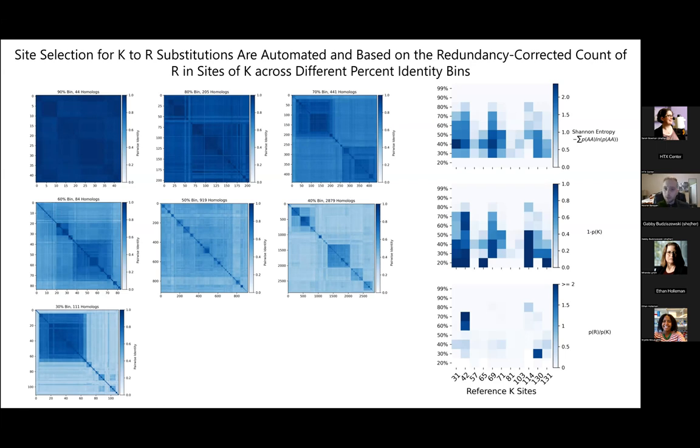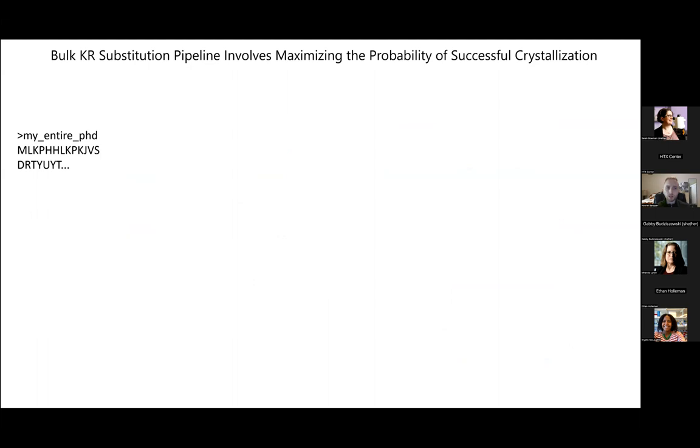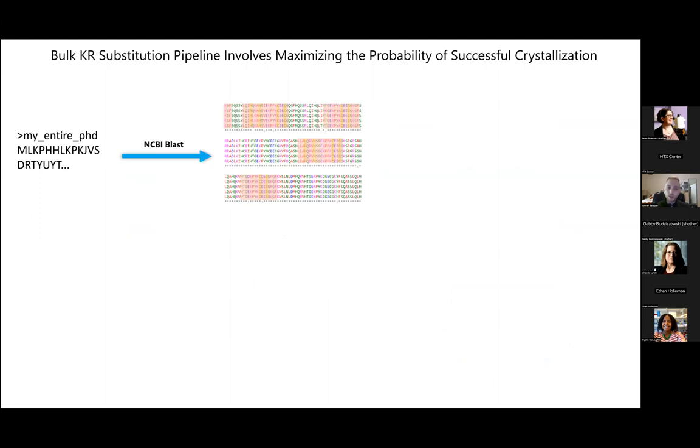So the program uses these types of analyses to say, all right, here are these sites where you can substitute arginine in for lysine. The way it works is, let's say you've got a protein. In this case, this protein is called My Entire PhD. All you know about this protein is its primary sequence. You next feed it into BLAST and get a multi-alignment file. You can tell BLAST how many homologs you want. I always go for the max number, which is 5,000.